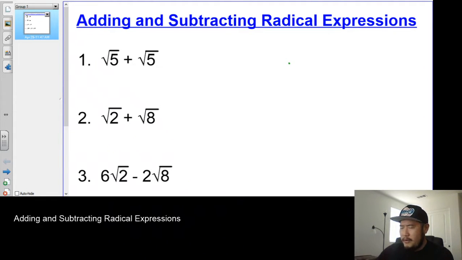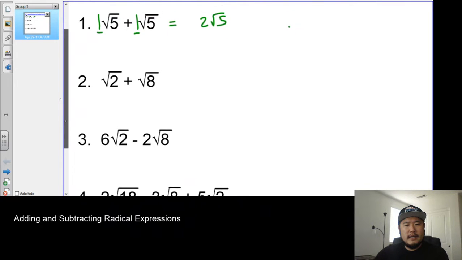So if we take a look at number 1, we've got rad 5 plus rad 5. Now the coefficient in front of both of these happens to be 1. So if the coefficient is 1, then we add the ones together. What this simplifies down to is not the square root of 10. We don't add the radicands together. This ends up being 2 rad 5. So we will add the coefficients if the radicands happen to be the same.